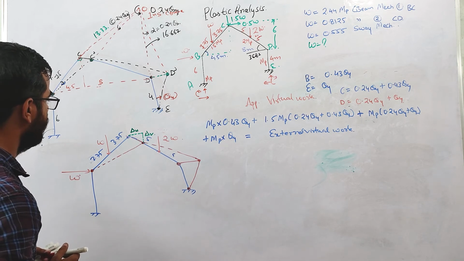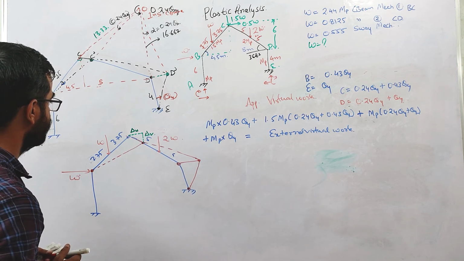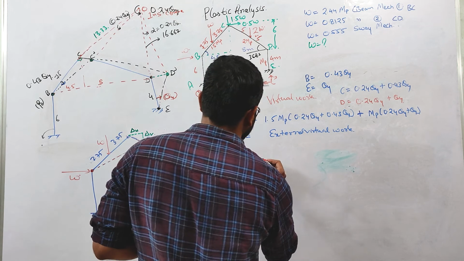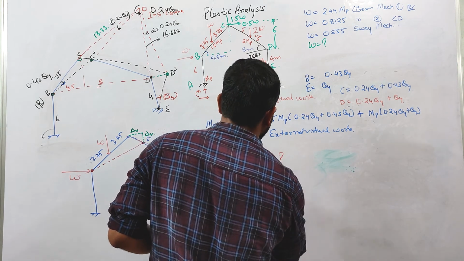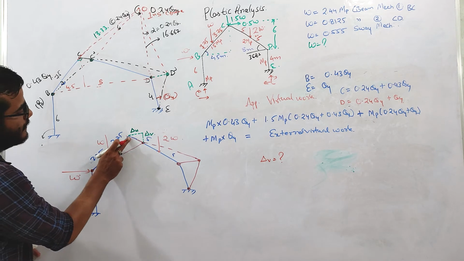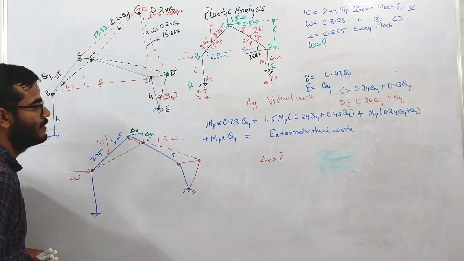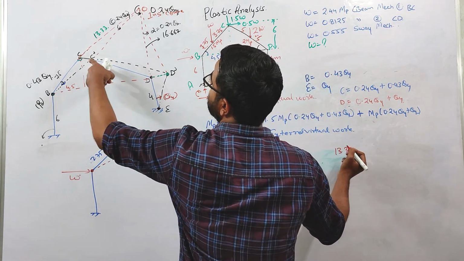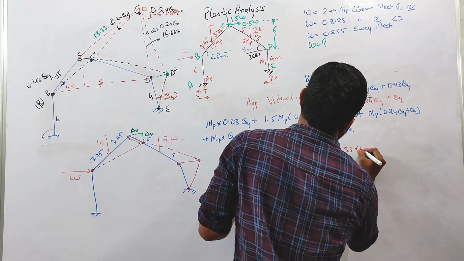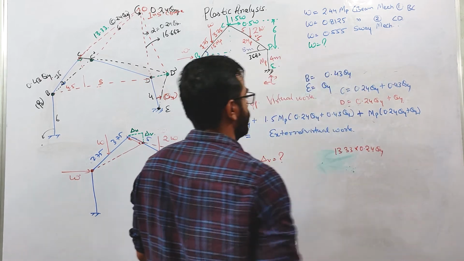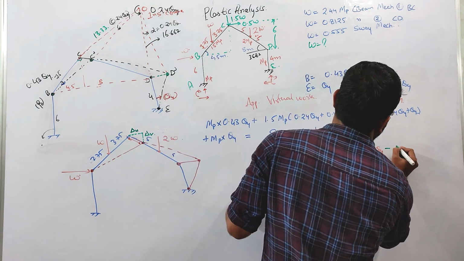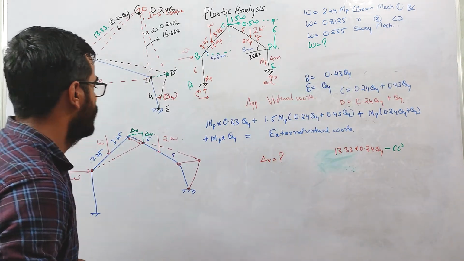Delta V we need to calculate. Okay, this is very easy, right? So delta V we need to calculate. This displacement we already know. This is basically 13.33 into the CC dash into 0.24 theta 4. Okay, right? This is basically CC dash. This is CC dash.